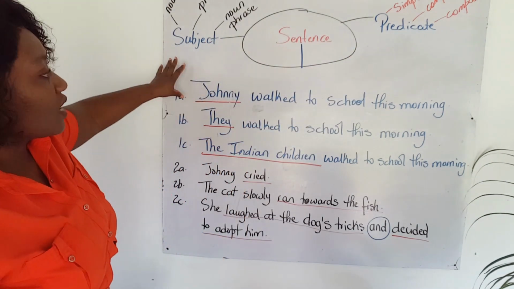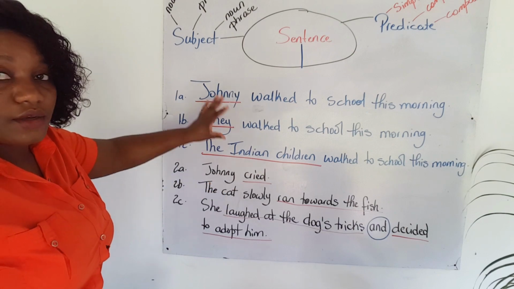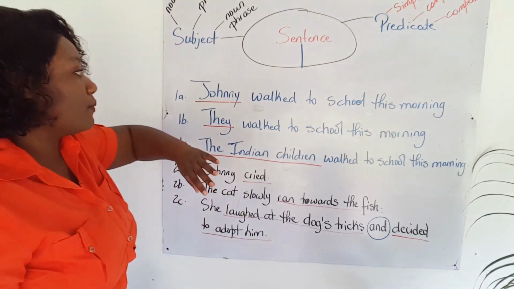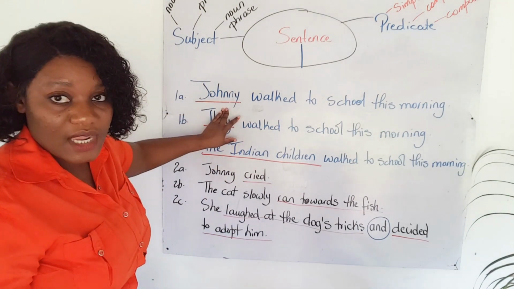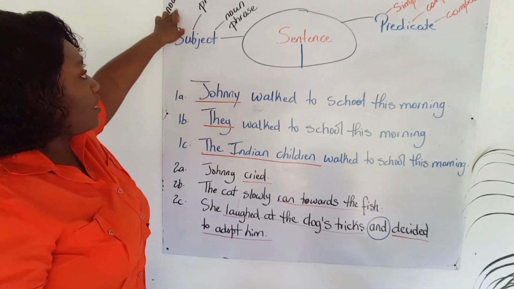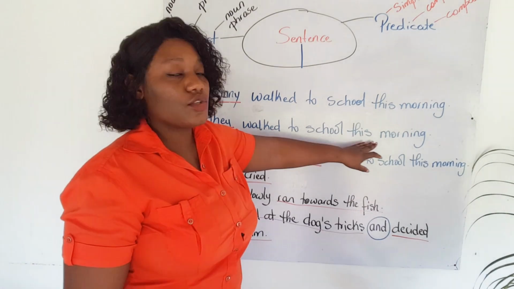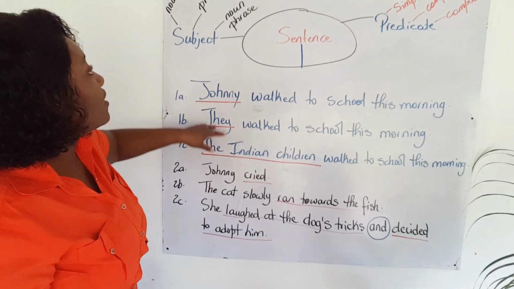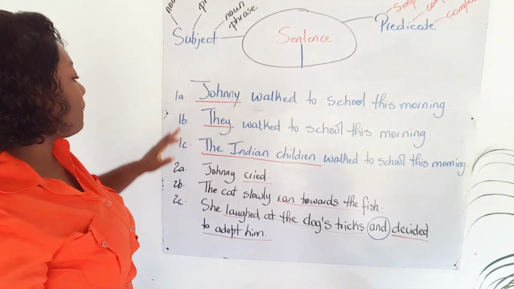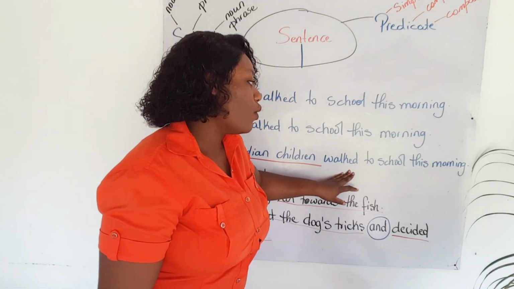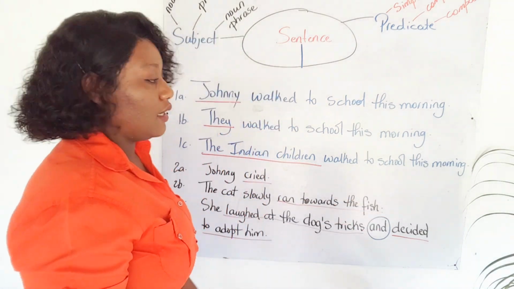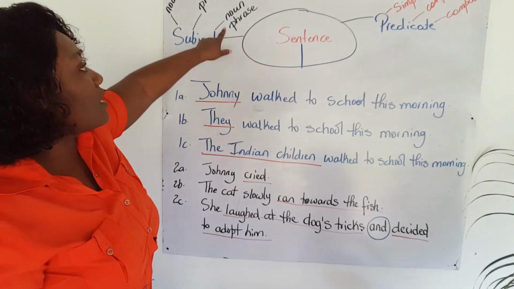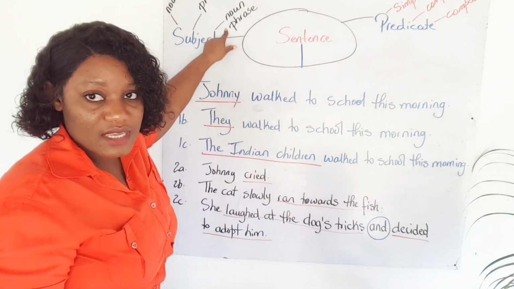So let us recap this before we take it off. Johnny walked to school this morning. Johnny is our subject and Johnny is a noun. They walked to school this morning. They is our subject and they is a pronoun. The Indian children walked to school this morning. The Indian children is our subject and it is a noun phrase.